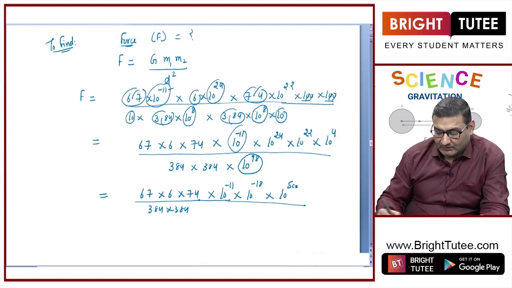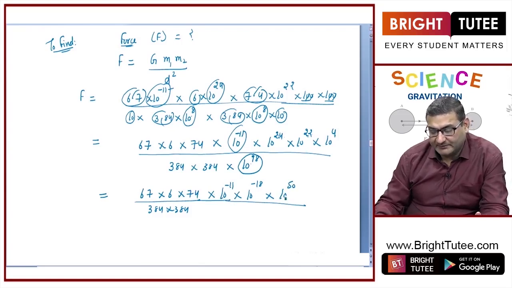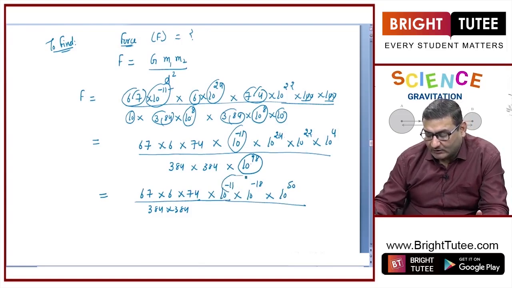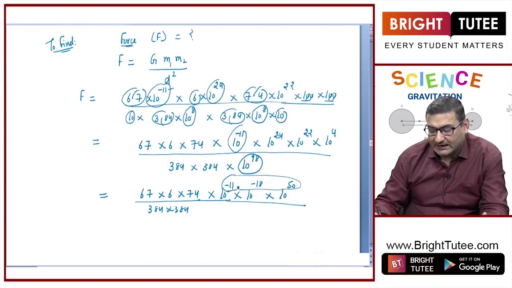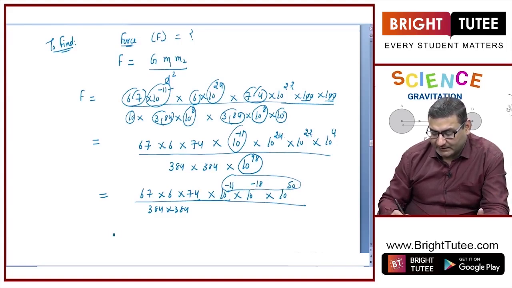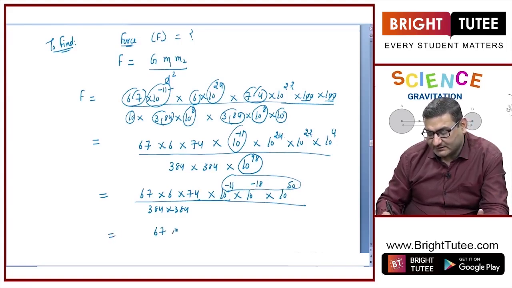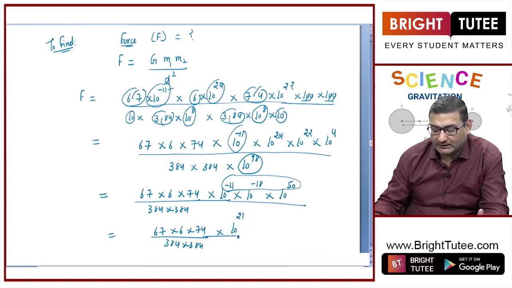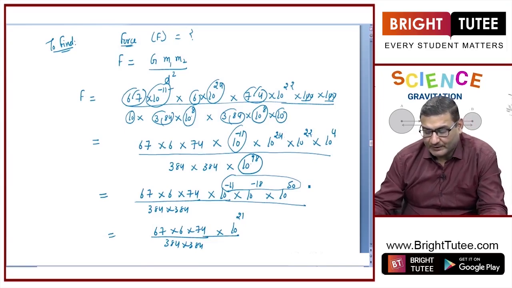Got it? So, now I will take the 10 common, and if I add all these powers together, I find minus 11 and minus 18, which comes out to be minus 29, and 50. So, taking up, it will come out to be 67 into 6 into 74 divided by 384 into 384, multiplied by 10 to the power 21. Look how simple it is, right.